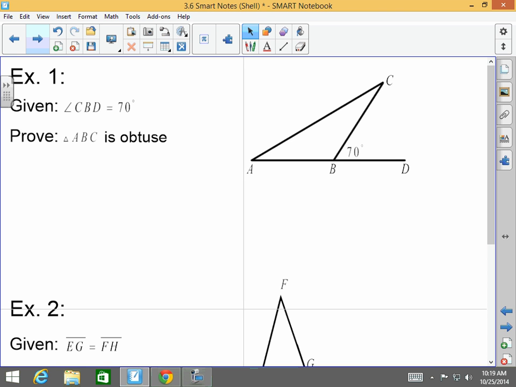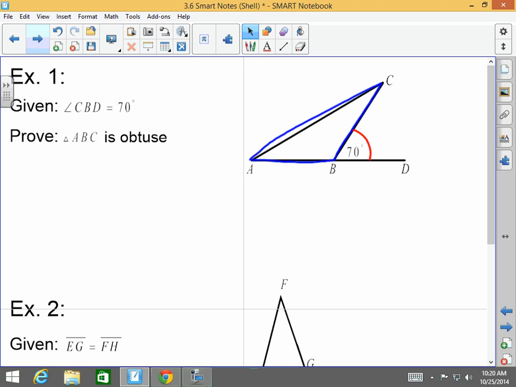Well, in this case, I believe that it's a lot easier to go ahead and use paragraph proofs for these two particular examples. Given angle CBD is equal to 70 degrees, I want to prove that triangle ABC is obtuse. Well, this is very simple, guys.